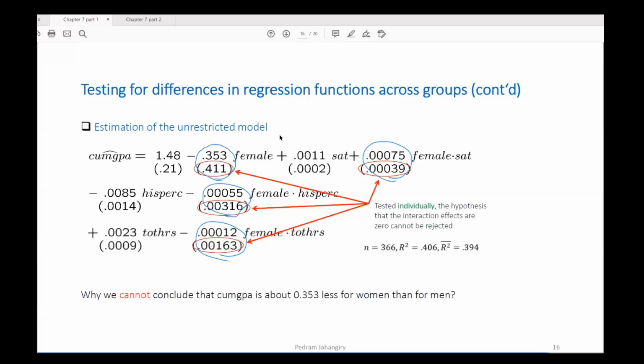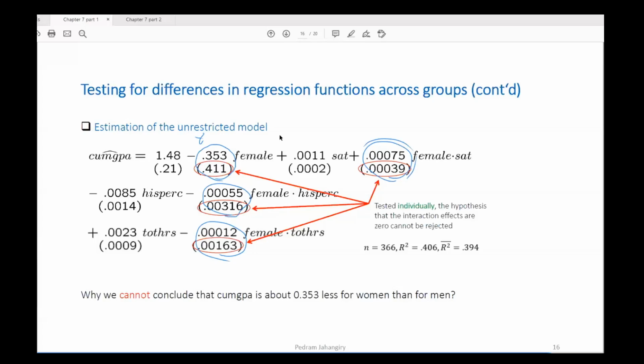Be careful. They are not individually significant, because what I just did, I was calculating the t-stats for any of them. So 353 divided by 411, less than 2, not significant. This one, not significant, and etc. So remember, t-stat is used for individual tests. They are not individually significant.